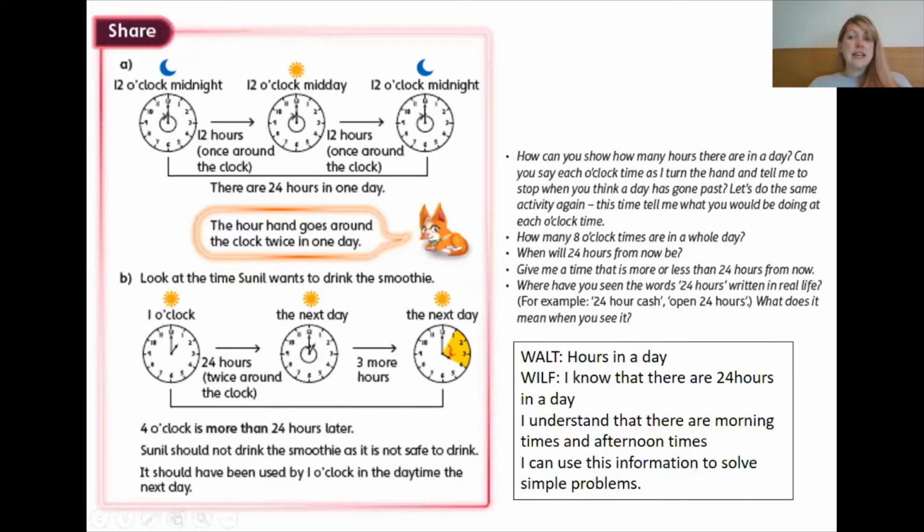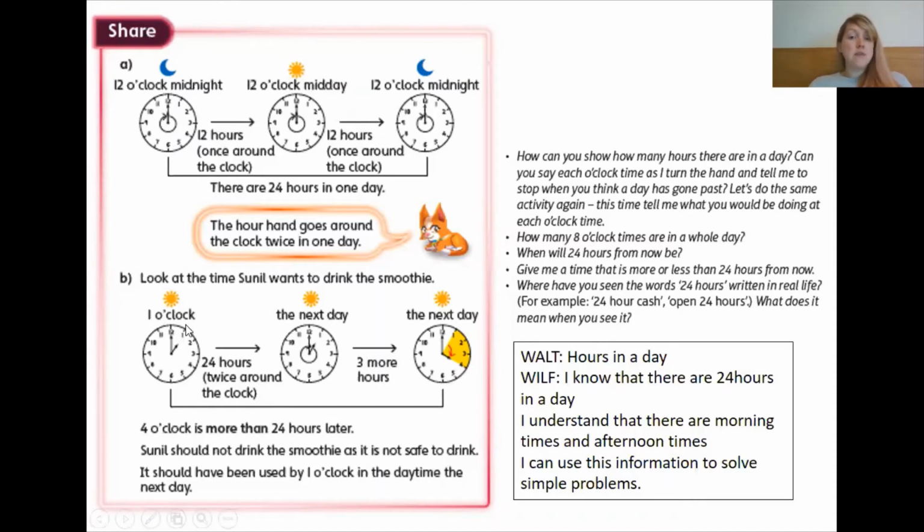So here you can see that for A, there are 24 hours in one day. However, you start at 12 o'clock midnight and you go all the way around to 12 o'clock midday. So that's the morning. Here's around lunchtime, and then after 12 o'clock midday, it goes all the way around again, back to 12 o'clock midnight. So 2 lots of 12 make 24. But the hour hand goes around twice in one day.